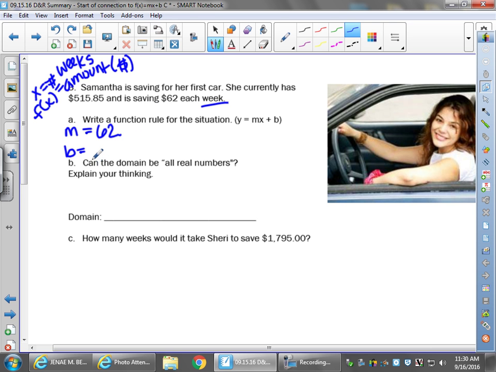What's B? What was B last year? Y-intercept. But here we're not talking about a graph, right? So here we're looking for an initial value. See? Bring it back. Initial value. Where do we see an initial value? There you go. That's what she started with in her account. So to help us out, this was our M, rate of change. And this was our B value, initial value.